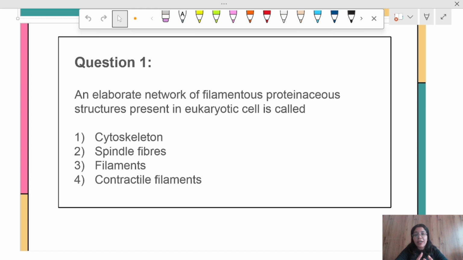you have learned it by now, right? An elaborate network of filamentous proteinaceous structures present in eukaryotic cell is called what? Right? So you know the answer. Okay, they have given the clue here. It is only exclusively present in eukaryotic cell, and it is a network of filamentous proteinaceous structure, right?